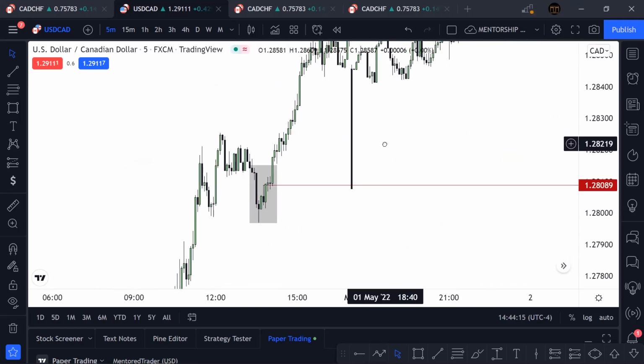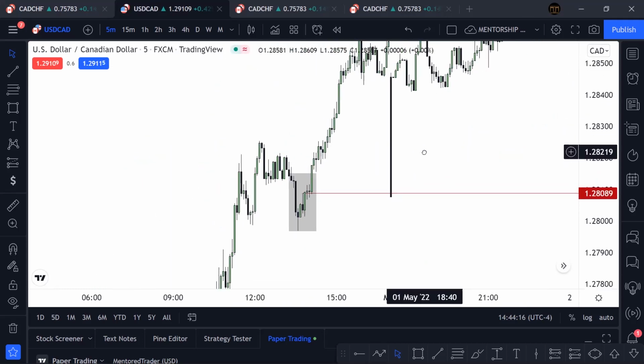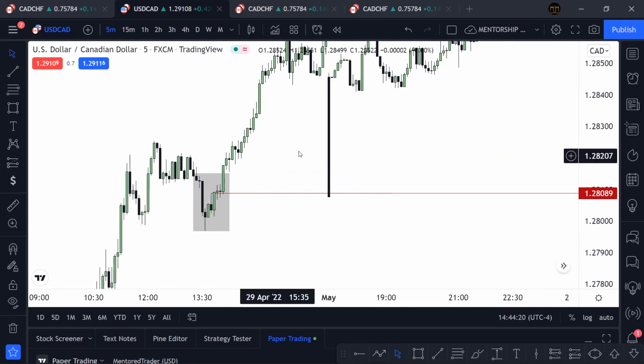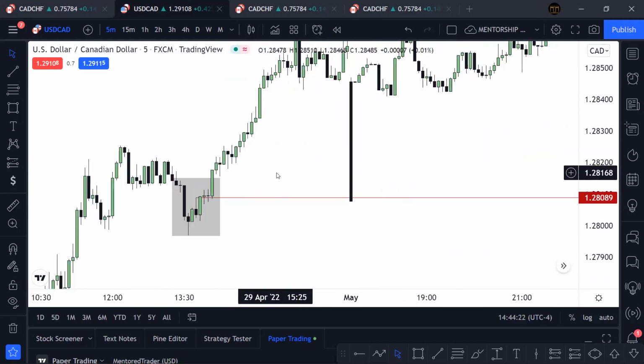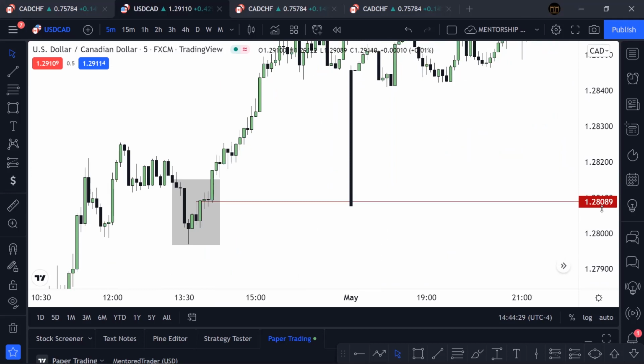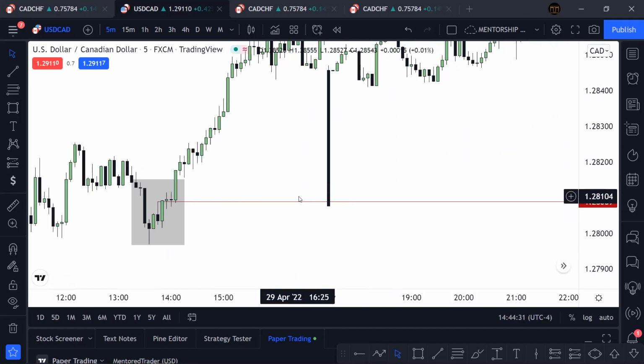Now, how do you find an institutional candle? Well, people have this thing of mixing up stuff. Order blocks and institutional candles. These two things are totally different.